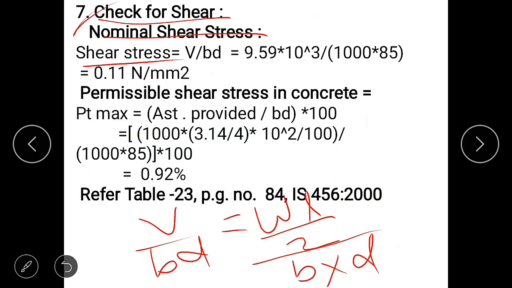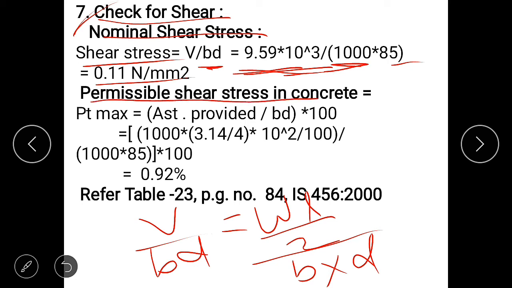So the answer of V is 9.59 into 10 to the power 3 Newton. The width B we consider here as 1 meter. So 1 meter is how many mm? 1000 mm, into D which is 85 mm. So the nominal shear stress is 0.11 Newton per mm square.